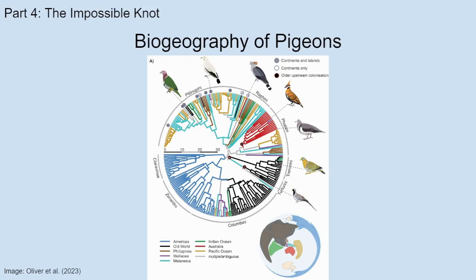So one of the groups that we looked at in this episode were the pigeons. And pigeons don't have a great fossil record, but there are a lot of living species of pigeons, and so we can still do some evolutionary analyses on them. And so a new study came out looking at basically the biogeography of pigeons, like where do pigeons live and how did they get there and when did they get there, that kind of thing.